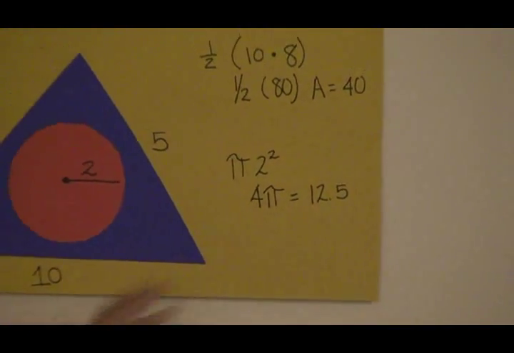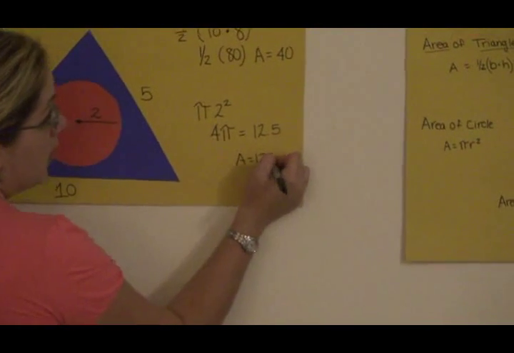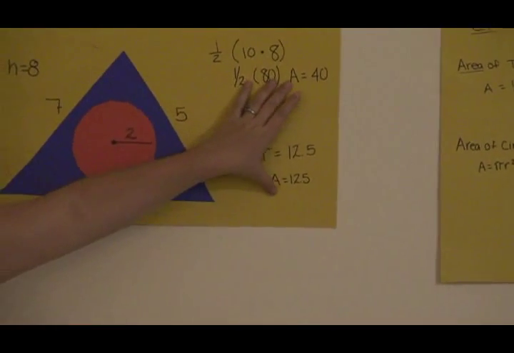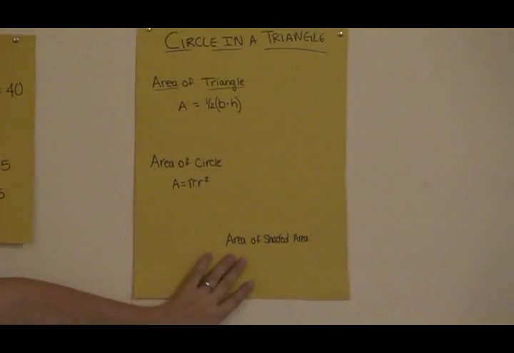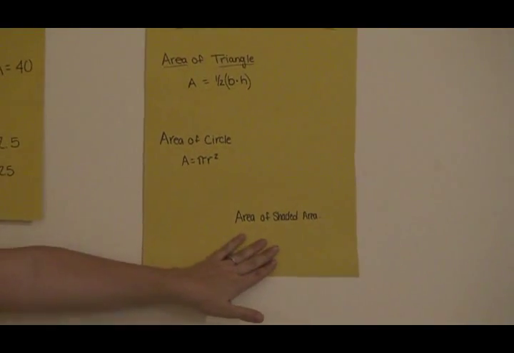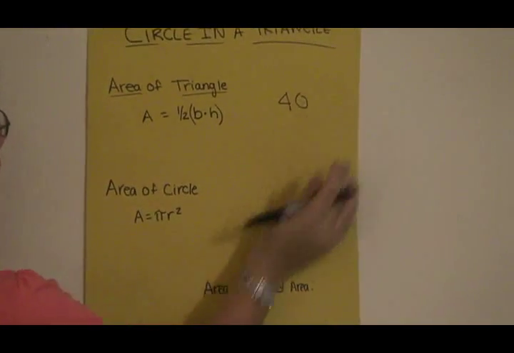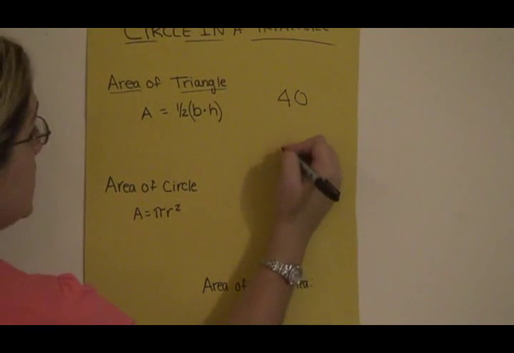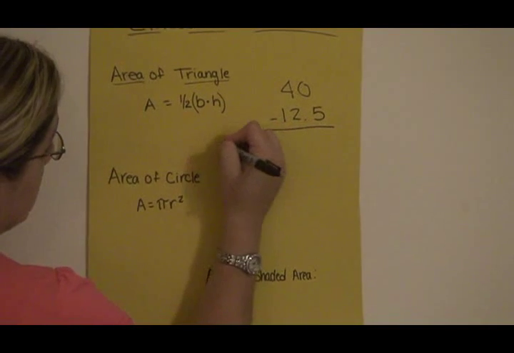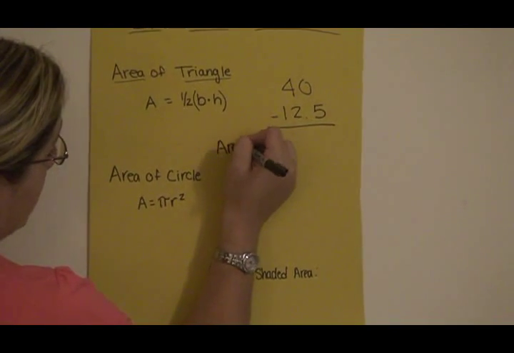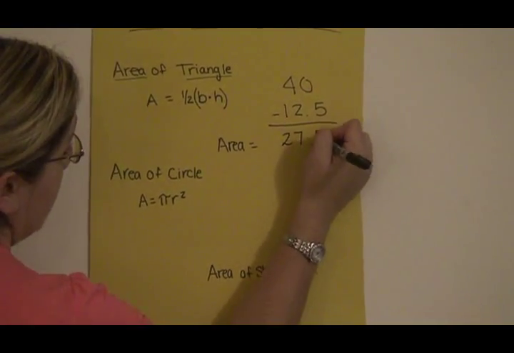So now we have the area of the circle, which is 12.5, and we have the area of the triangle, which is 40. We're going to go over here and we're going to put those two numbers together and we're going to get the area of the shaded blue. So the area of the triangle is 40. The area of the circle is 12.5, which tells us that the area of the blue that we see is equal to 27.5.